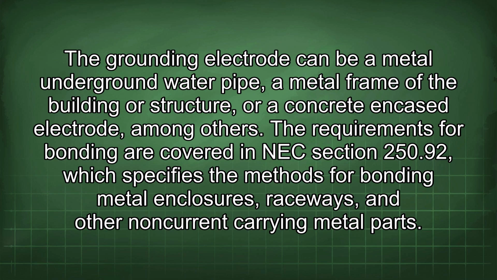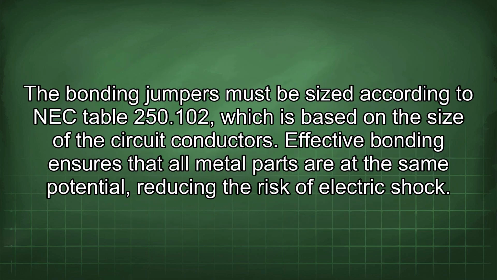The requirements for bonding are covered in NEC Section 250.92, which specifies the methods for bonding metal enclosures, raceways, and other non-current carrying metal parts. The bonding jumpers must be sized according to NEC Table 250.102, which is based on the size of the circuit conductors. Effective bonding ensures that all metal parts are at the same potential, reducing the risk of electric shock.